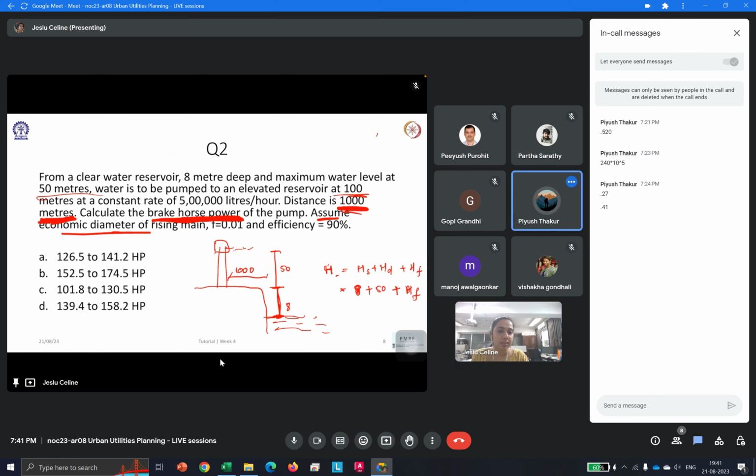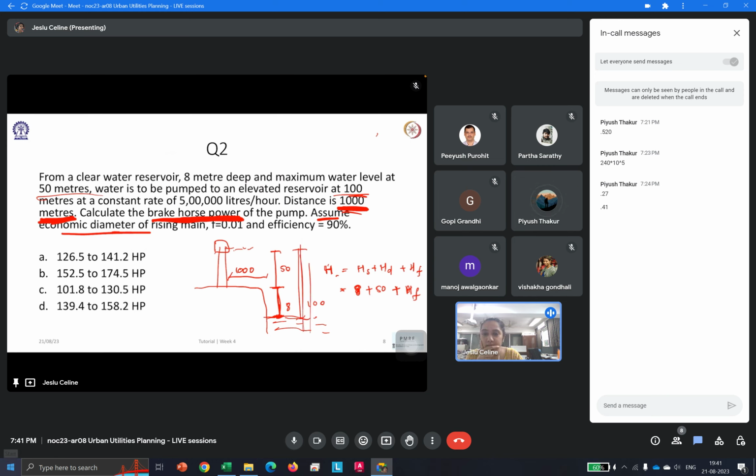I have one question. You are saying that elevator reservoir is at 100 meter at constant rate. It's written at 50 meter, I think. Oh, reservoir, sorry. I forgot to explain that. Elevator reservoir is at 100 meters. What is meant is that this overall height is 100 meters.